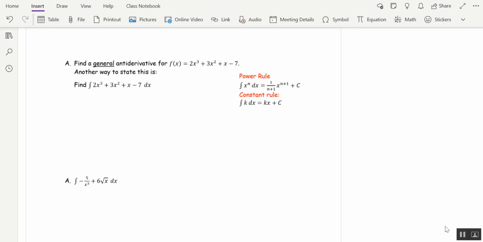All right, let's do some examples. The first problem: find a general antiderivative for f of x, and this is f of x.